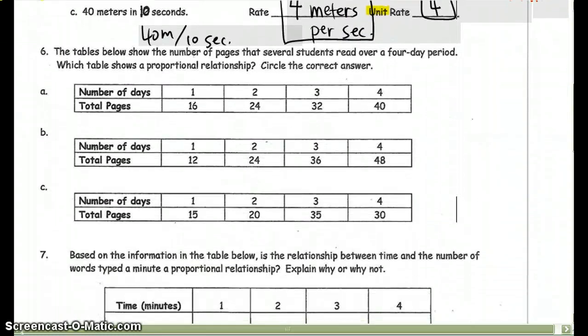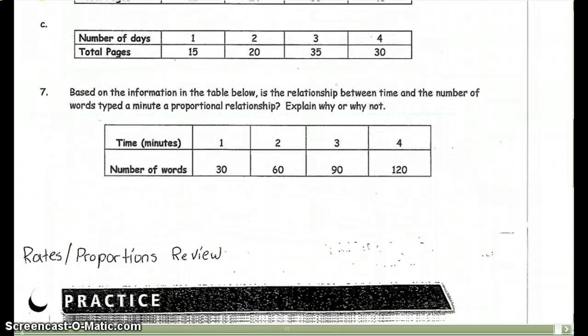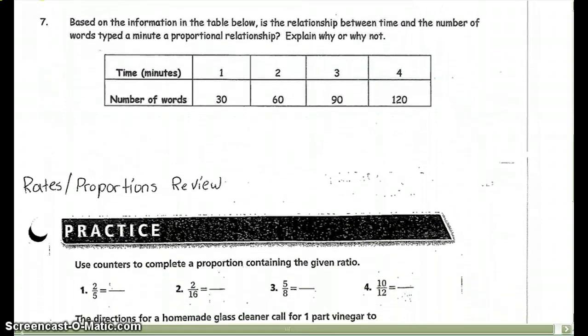Let's go down to number 7. I'm going to skip 6. Try that by yourself. Number 6, you're just circling A, B, or C. It says to choose a chart that's proportional. Number 7. We are looking to see if this relationship is proportional. 1 minute, 30 words. 2 minutes, 60. 3 minutes, 90. 4 minutes, 120.